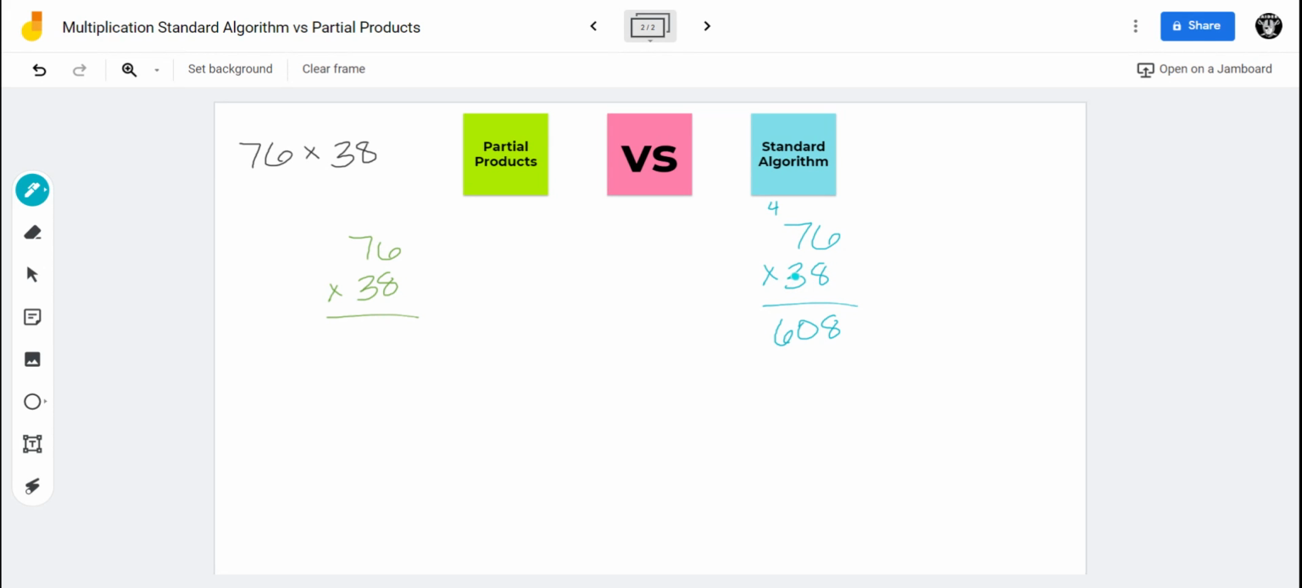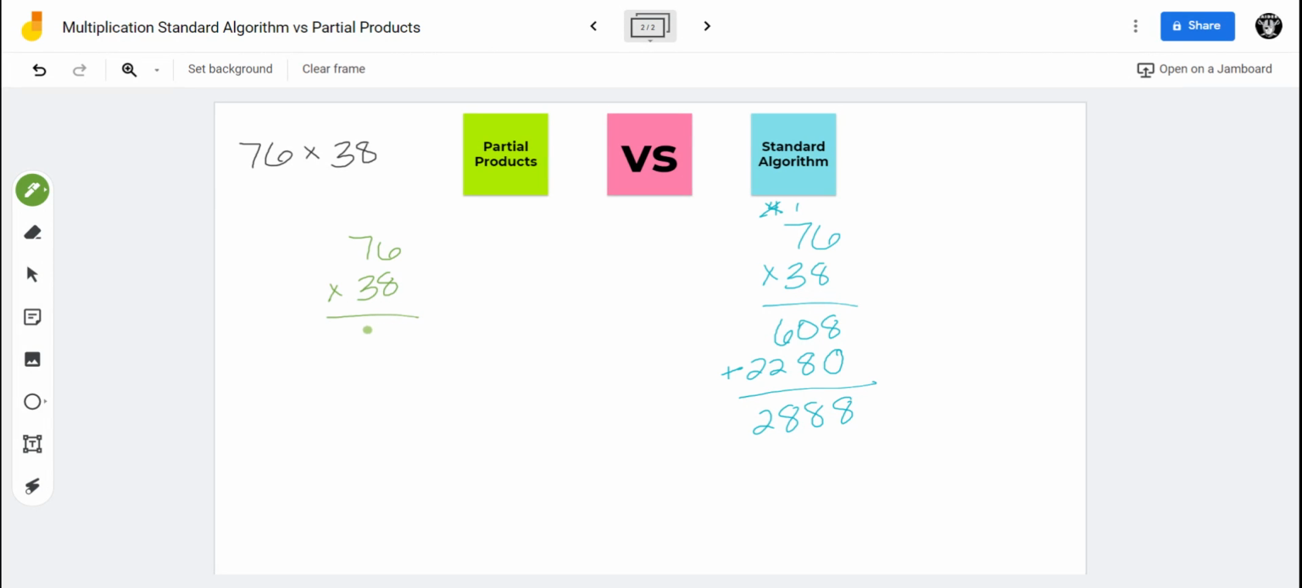So this 3 right here, but that's not a 3, it is a 30. So you need to put a 0 right there. Okay, that holds the place value. Now you can multiply by 3. 3 times 6 is 18. And we'll cross out that 4, we'll carry the 1. 3 times 7 is 21, plus 1 is 22. And we will now add up these two partial products with the standard algorithm to get our answer here. And it looks like we've got 2,888.